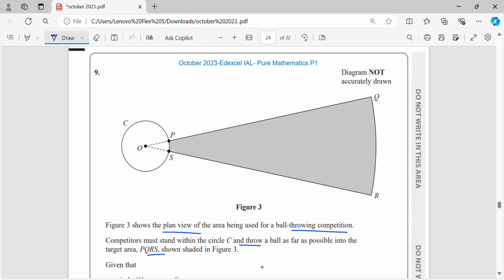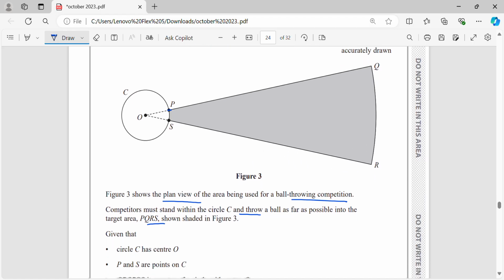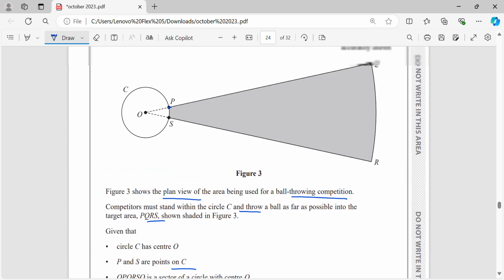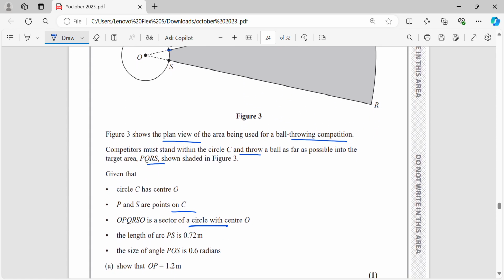So PQRS is the target area shown shaded in figure 3. Given that circle C has center O, P and S are points on C, OPQRS is a sector, okay, the whole thing. The length of arc PS is 0.72 meter.